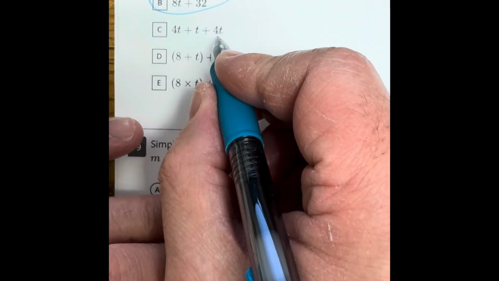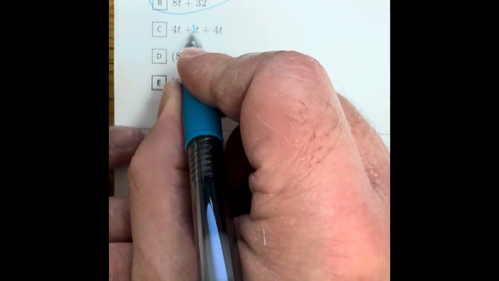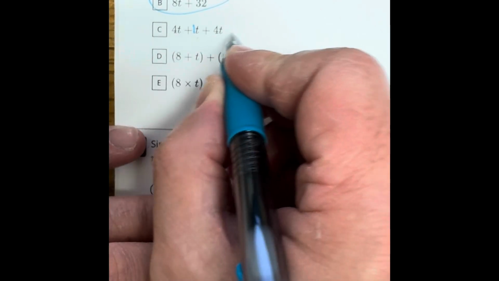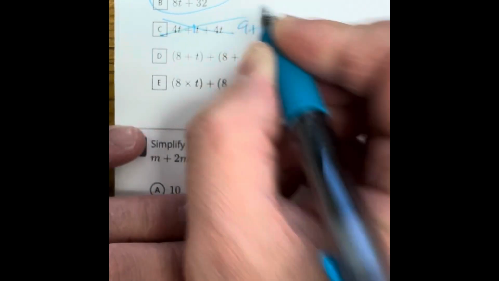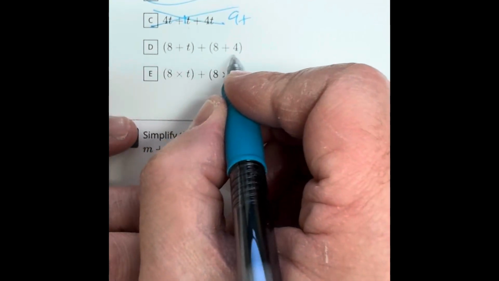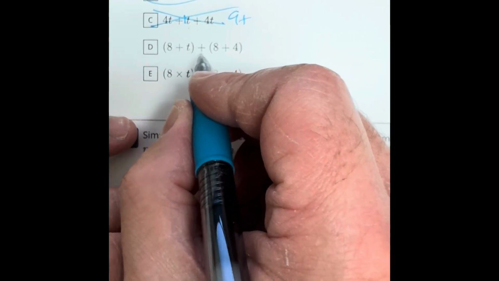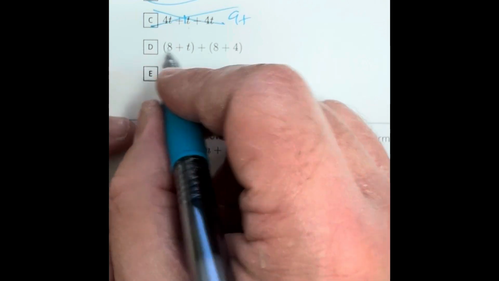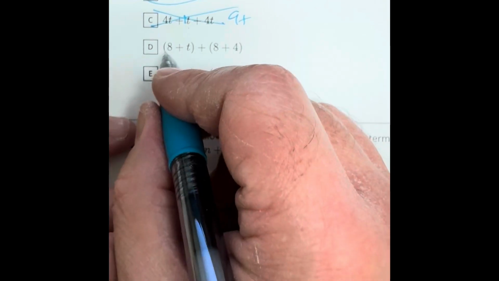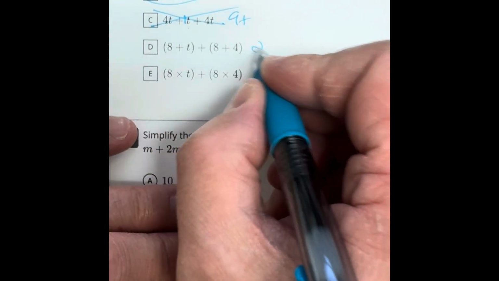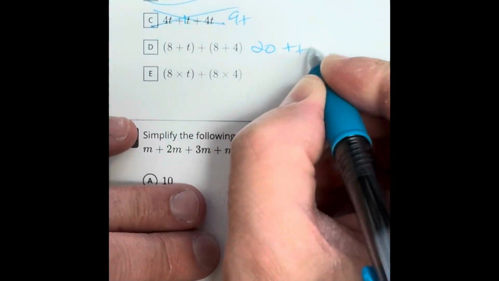4T plus T plus 4T. Well, that's a 1T. 4 plus 1 is 5 plus 4 is 9. This is 9T. No. 8 plus T plus 8 plus 4. All right, well, we don't distribute plus signs. Remember what I said. So we're going to drop the parentheses and combine like terms. 8 plus 8 is 16 plus 4 is 20. And then there's only 1T. So no.